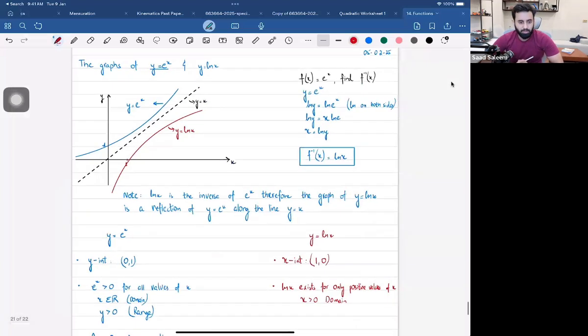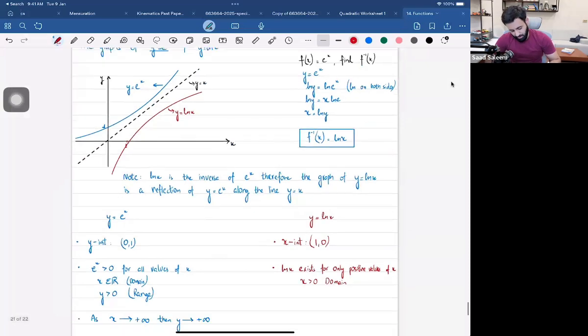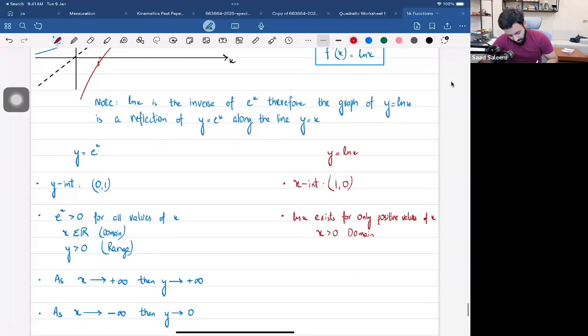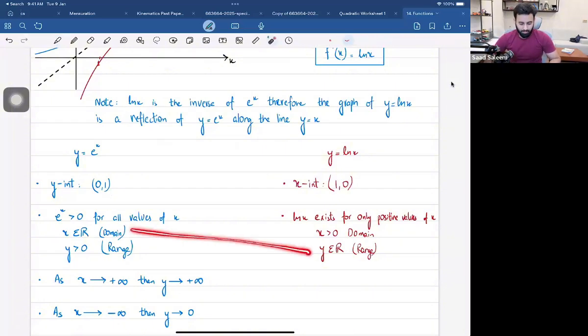I'll zoom out so you guys can see what the connection is. What's the range? All real values? That's correct. So here we can say that y belongs to the set of all real values. That's the range. Can you see the connection? Notice that the domain of f of x is the range of f inverse of x. The range of f of x is the domain of f inverse of x.